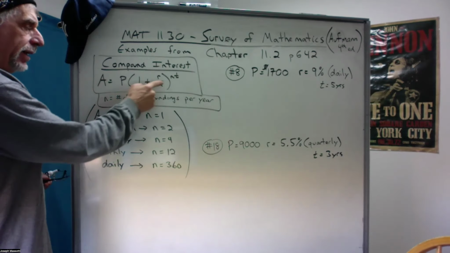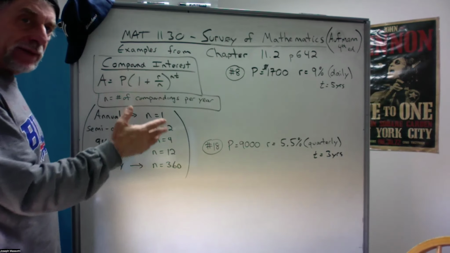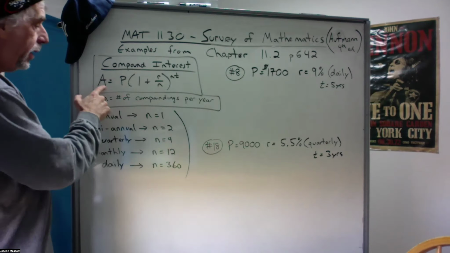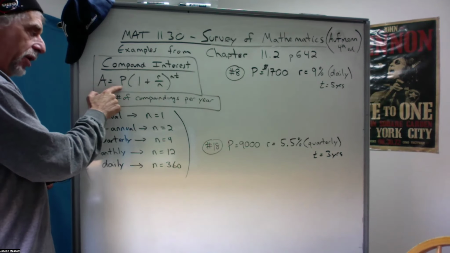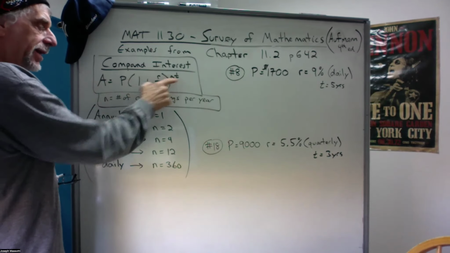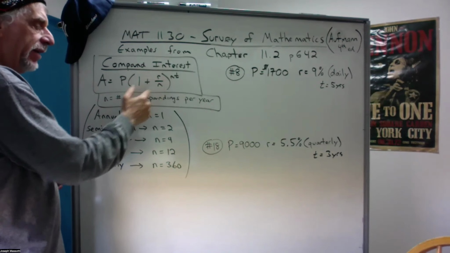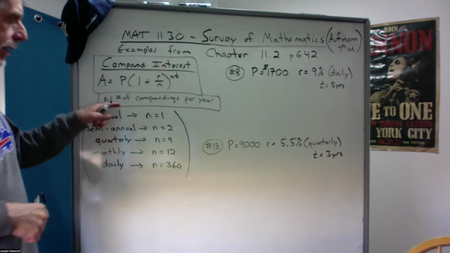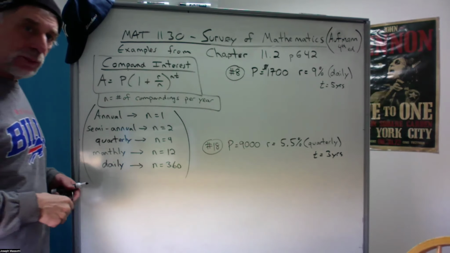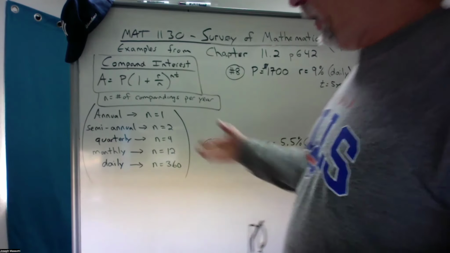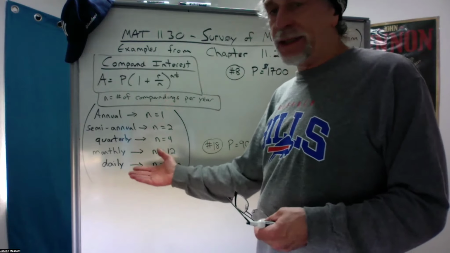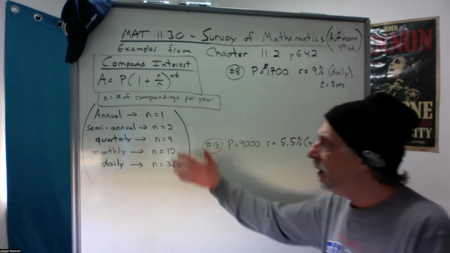So the N in this formula, all the other letters are the same as they were in 11.1. Final amount, principal amount, R is the rate, T is time. The only added variable here is N. N is the number of compoundings per year. And these are the most common N's. It can be any N, but these are the most common.